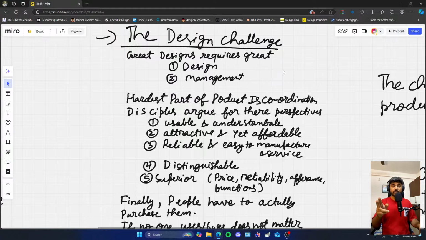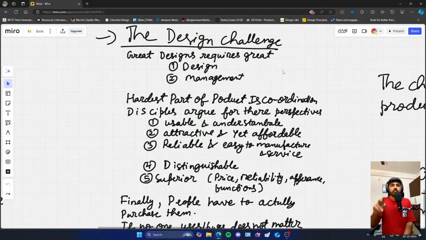Why good management? This is something I do from day to day, and I think we all do as designers, as a part of our job day to day, which is getting people on the same page. So I'll not try to over explain this, but let's go through my notes. The hardest part of a product is coordination.